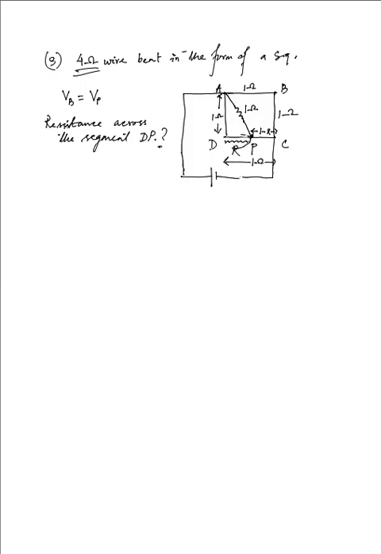So let me draw that circuit again for you. If we have B and P to be at the same potential, then what we get over here is this, and this is the point B, this is the point A, this is the point C, and then from A we have a 1 ohm resistance over here. Between B and C we have 1 ohm resistance as well, and then from the point P to the point C, this is 1 minus R.